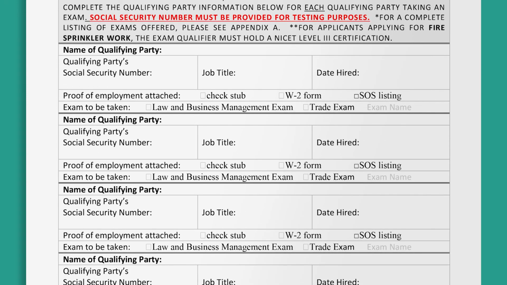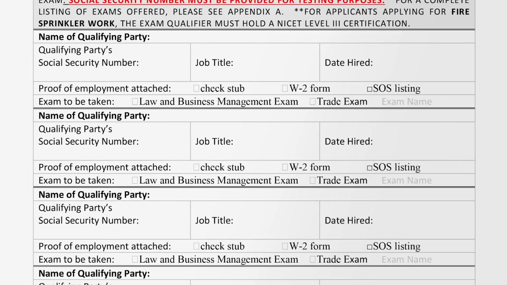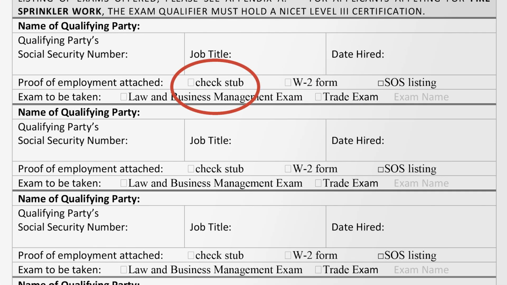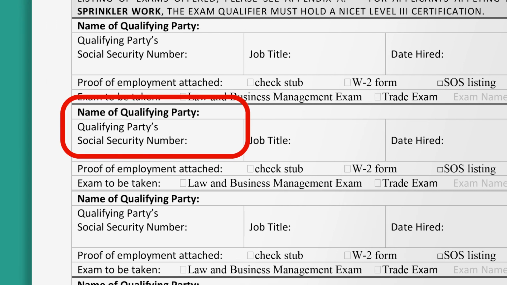MSBOC allows multiple qualifying parties to be associated with a license. For instance, you may have one qualifying party who takes the trade exam and a different qualifying party who takes the law and business management exam. Proof of employment in the form of a check stub, W-2, or Secretary of State listing must be submitted for each qualifying party listed. Be sure to provide the qualifier's full legal name and Social Security number.